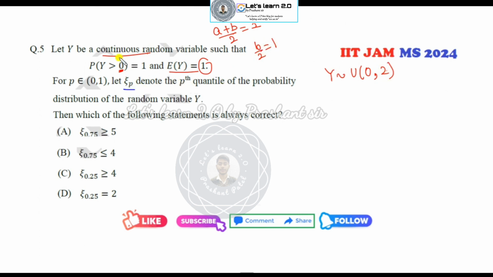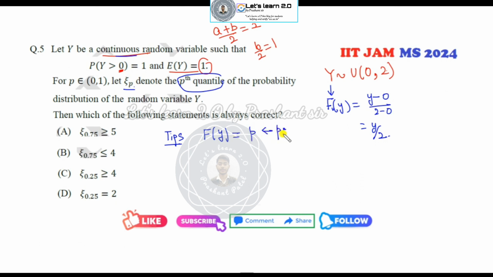Then the question arises: whenever you have quartiles, find the CDF. CDF of this Y will be Y minus 0 over the range. So that means Y over 2. Now the question is, you have to find the quartiles of this. What is the tip for you? Whenever you want to find the pth quartile, set the CDF equal to the probability. So you can write it as p, and you can solve and find the value of Y.